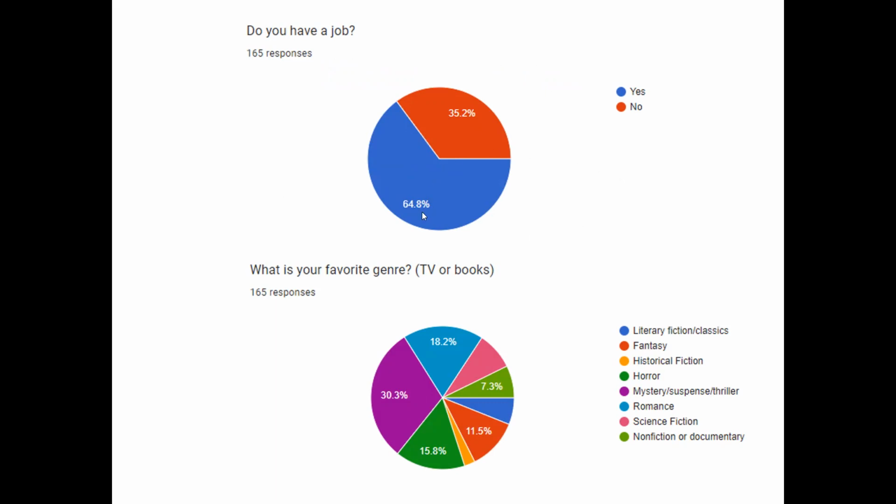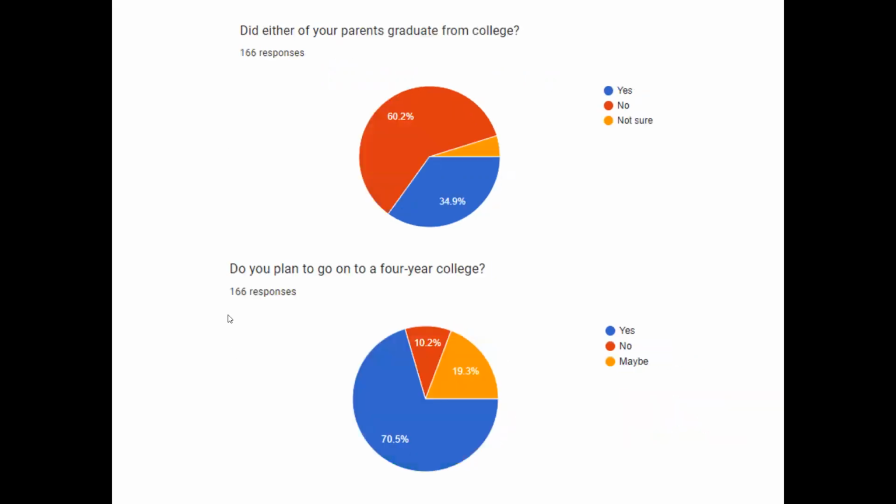Most people had a job, 64.8%. I chose percentage. For favorite genre, the majority, the biggest piece of the pie, was mystery, suspense, and thriller, right? Most people's parents did not graduate from college, 34.9% did. And yet 70.5% plan to go on to a 4-year college, which is great, right?